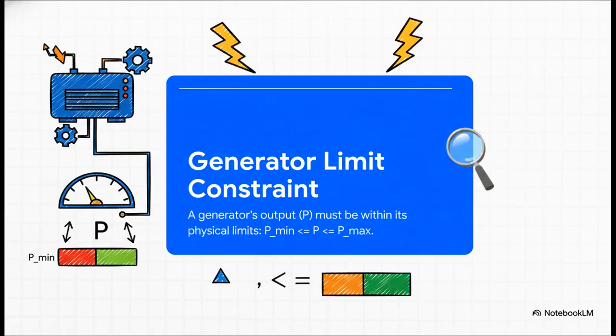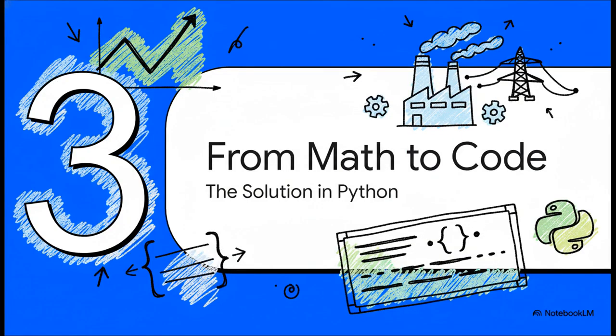And rule number 2 is just as critical. Each generator's power output, that P value, has to be somewhere between its minimum safe operating level and its absolute maximum capacity. These are the hard physical boundaries we have to work within, no exceptions. So, we have our goal, that's the cost function, and we have our rules, those are the constraints. We've laid out the problem perfectly in the language of math. Now for the really cool part. Let's see how this all translates into a practical solution using something like Python.